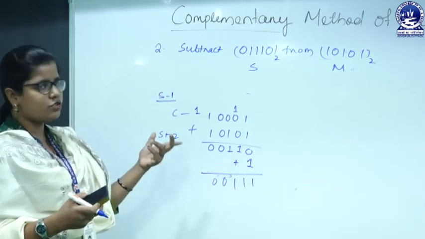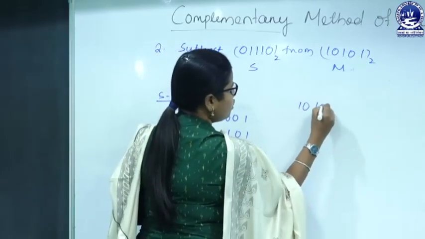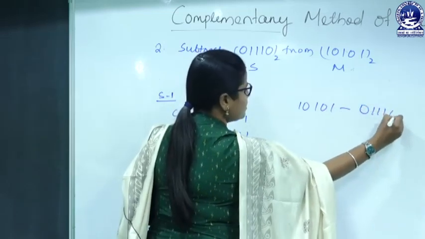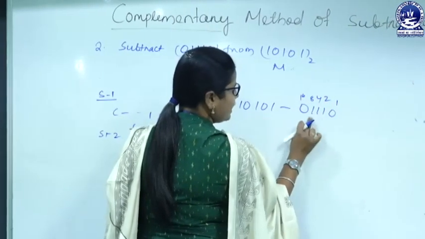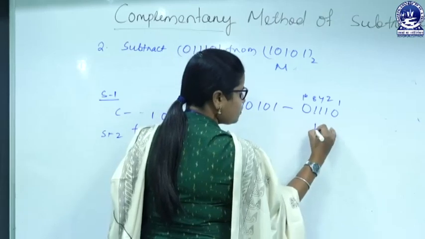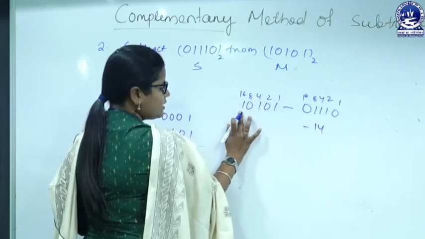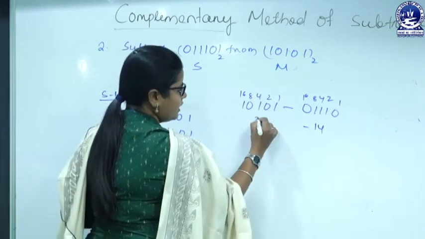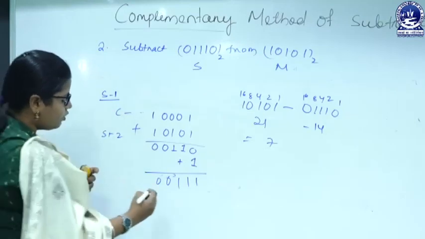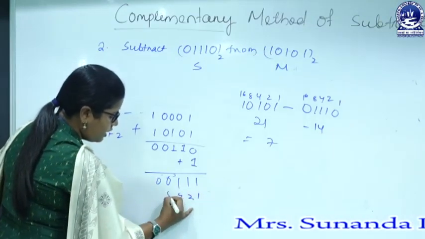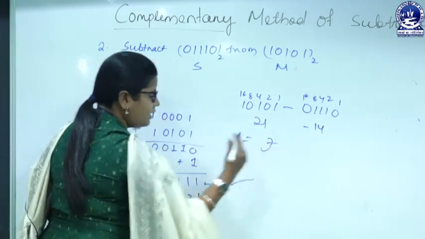So let's convert this into decimal. Okay, so what is the number here? We need to subtract 10101 minus 01110. So if it is 1, 2, 4, 8 and 16, what is this? 8 plus 4, that is 12, plus 2, that is 14. And what is this? 16, 8, 4, 2, 1. So here is 16 plus 4, 20 plus 1, that is 21. So 21 minus 14, the answer will be 7. So here, what is this? If it is 1, 2, 4, 8, 16, so 4 plus 2 plus 1 is 7. So this is 7. So this is right and this is right.